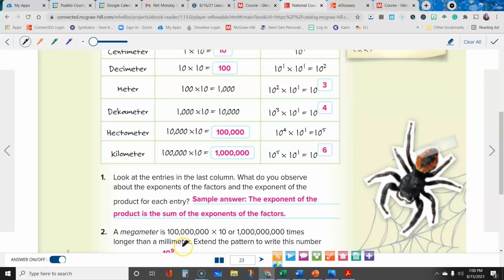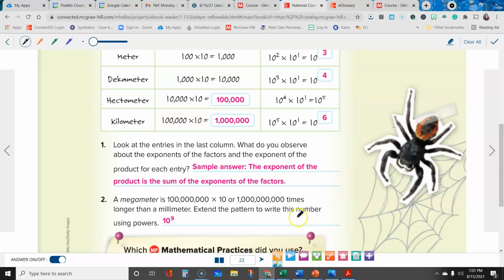Okay, so say we had a megameter, 10 times 10, 100 million times 10. Expand the pattern to write this number. It would be 10 to the 9th. Let's try some of these ourselves.